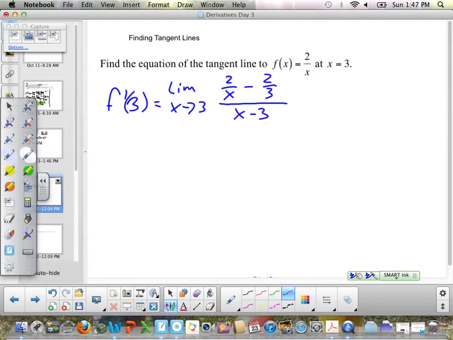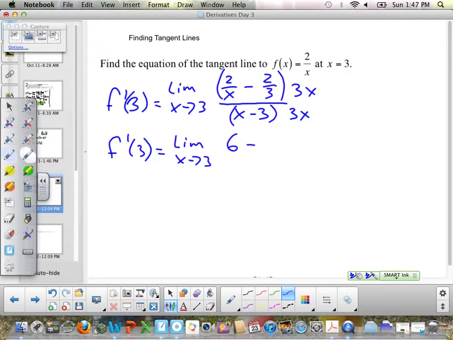We should always try plug and chug. It's never going to work for derivatives. You have to do some work. We will multiply top and bottom by 3x. On the top, as we distribute it, f prime of 3 equals the limit as x approaches 3. Distribute the top, the x's cancel. We got 6 minus. Distribute the bottom, 3x times 3. The 3's cancel. 2 times x is 2x over x minus 3 times 3x.